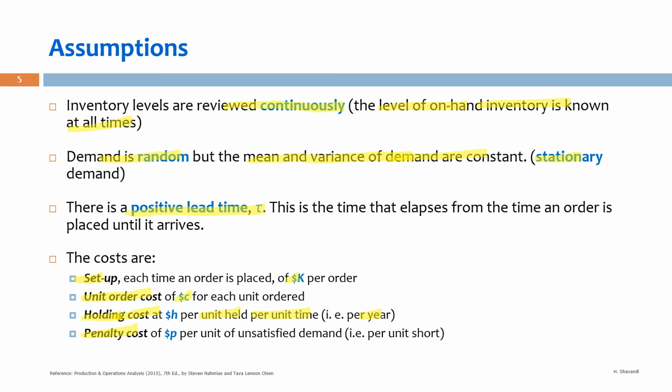We didn't have this in the EOQ model because over there we assume that demand is constant. It's not random. So since we know the demand with certainty, there is no reason to have shortage, right? So because of that, we didn't have penalty cost. But here, since demand is random, we may be in a shortage situation. So for any unit short, we need to have a penalty cost here, and it's P dollars. Okay.